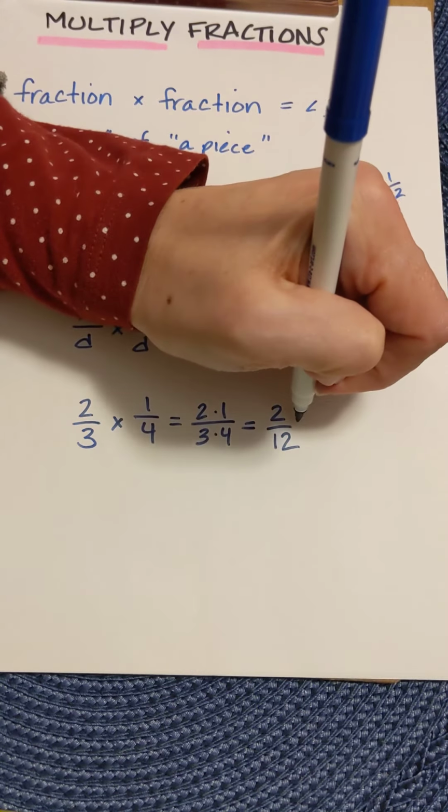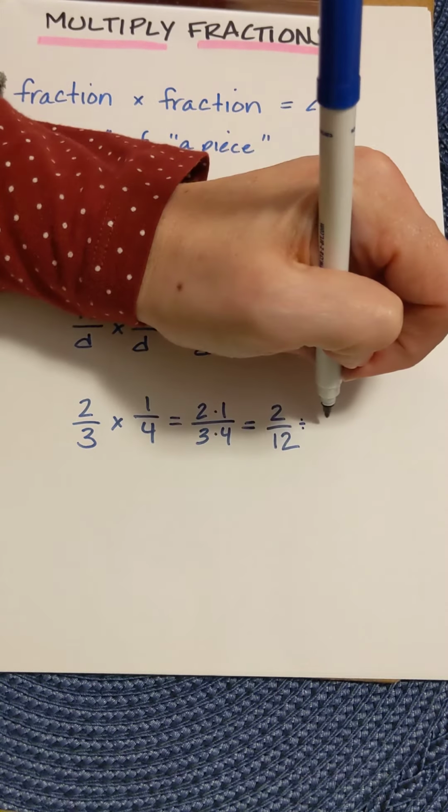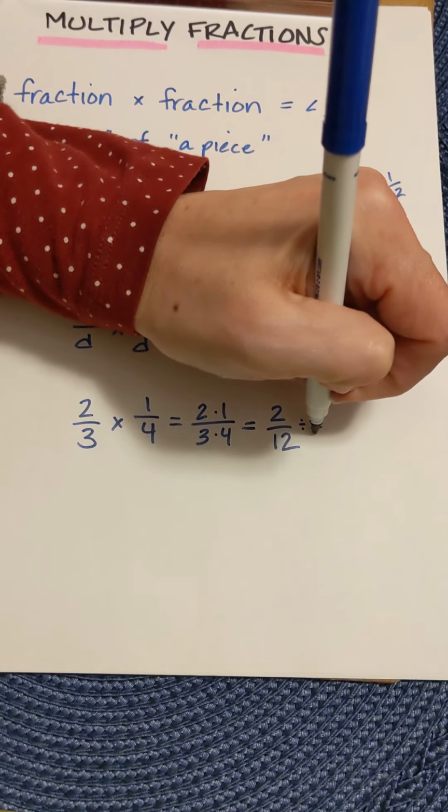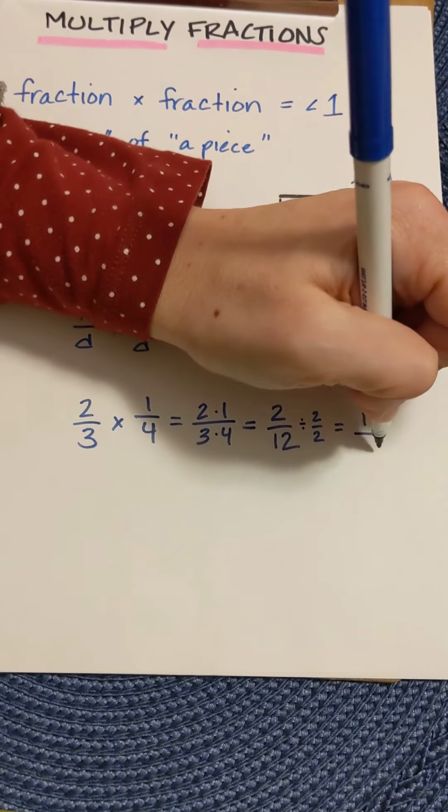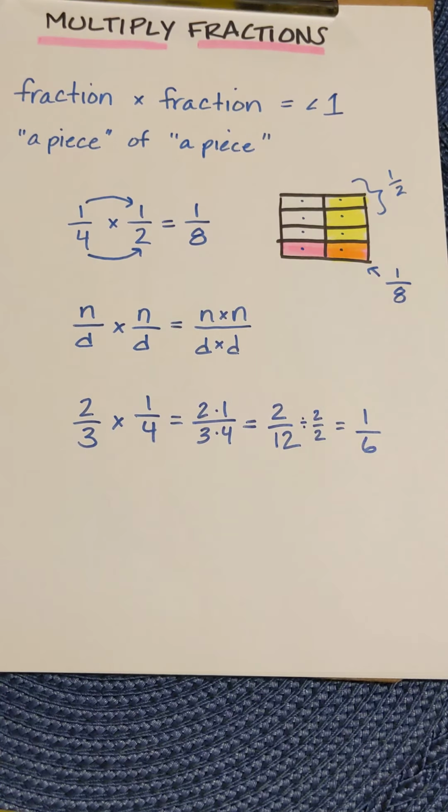And of course, that could be simplified by an undercover 1 called 2/2, and the value of 2/12 is actually 1/6. So that is how you multiply fractions.